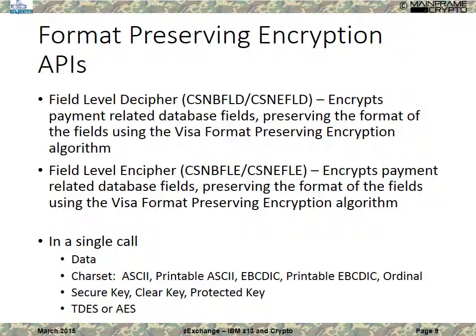So within a single call to the API, you can encrypt data, whether it be numeric data, ASCII data, character data, EBCDIC data, and preserve the format of that data within the field. Now, these APIs can be implemented using secure key, clear key, or protected key. So there are some different levels of protection there. Once again, if you're encrypting a credit card number that's going into the database, you might want stronger security and maybe use protected key, or if you can handle the performance, secure key. But you have the choice of which technology you want to use.